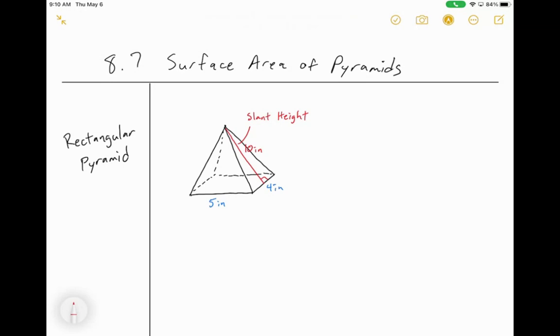So this is what our net is going to look like. We're going to start with a rectangle in the middle. That's 5 by 4. Everyone see that? That's pretty clear, yeah? 5 by 4 for the rectangle. And let's write in the other numbers too. So this is also 5, and this is also 4. 5 and 4, 5 and 4.